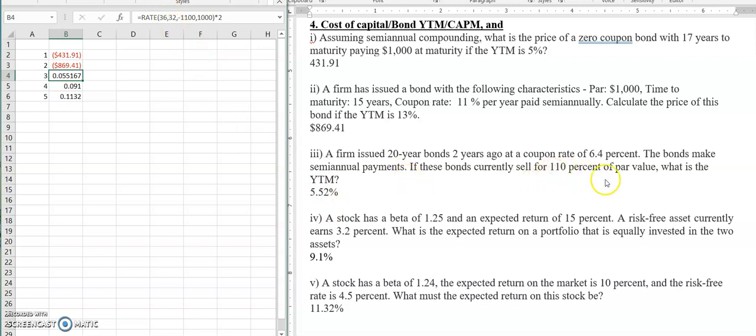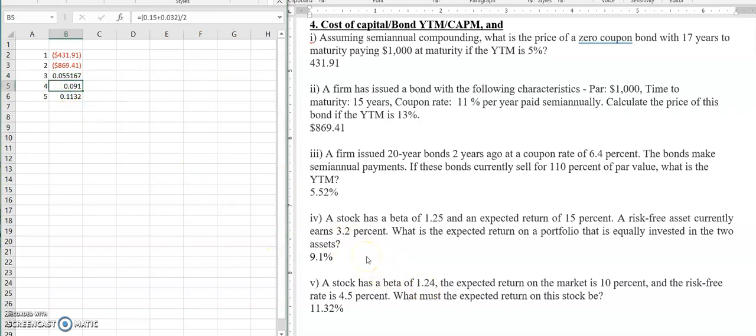Current price, 110% of par. Par value is 1,000, so that is 1,100. And your future value is just a repayment of principal on maturity, that's 1,000. And then calculate the yield to maturity. Now keep in mind, because these are all semi-annual payments, this formula is now going to give you the 6 monthly yield to maturity. So you can annualize it by multiplying it by 2 and you will get the annual yield to maturity as 5.52%.